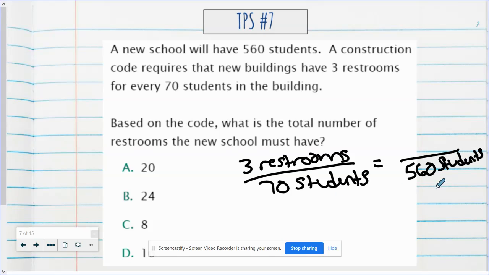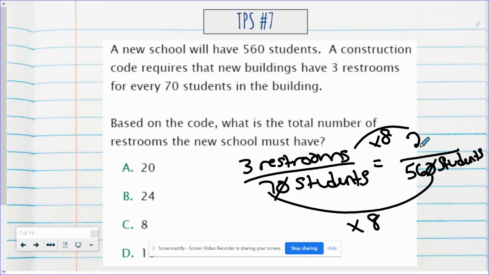So I'm thinking here, I'm going to drop these zeros for a minute because we don't need them. If I think that 7 times 8 is 56, that means that 70, add my 0, times 8 would be 560. 3 restrooms times 8 is 24 restrooms. And again, 3 restrooms to 70 students, and we want to go to 560 students. 70 times 8 is 560, because 7 times 8 is 56, then add our 0 to get the 560. 3 restrooms times 8 is 24 restrooms.